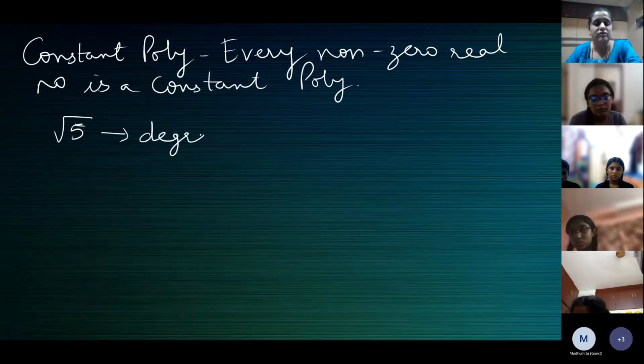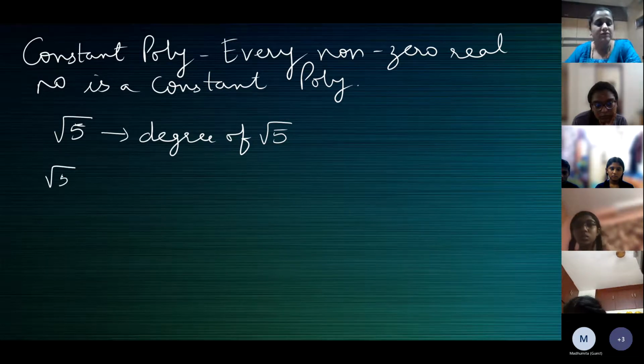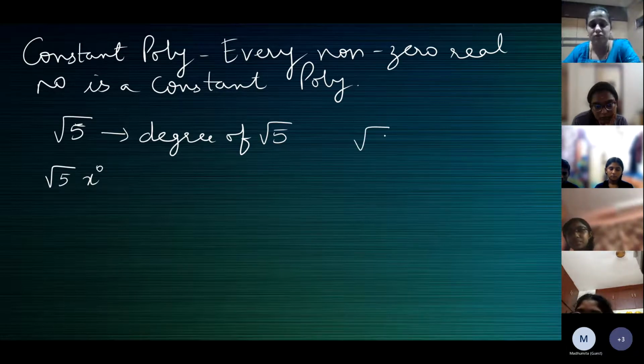What about the degree of root 5? The degree is decided based on the power of the variable involved. Now, root 5 can be expressed as root 5 x to the power 0. There is no variable attached to root 5. Okay, let's just take this example.